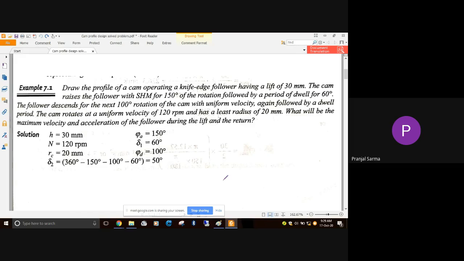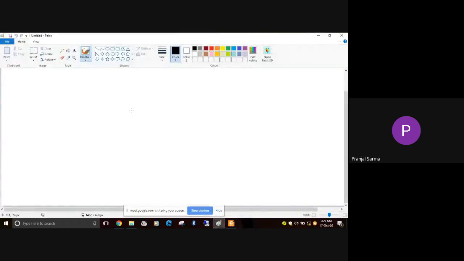You can unmute and answer. So in an inline arrangement of cam and follower, what basically happens? We have the cam and the follower. If I consider this as the cam, which is rotating about this particular shaft, this is the center of the cam. And if I have the follower somewhere here, suppose it is a knife edge follower, it will look something like this. Don't mind the drawing, it's not that good.